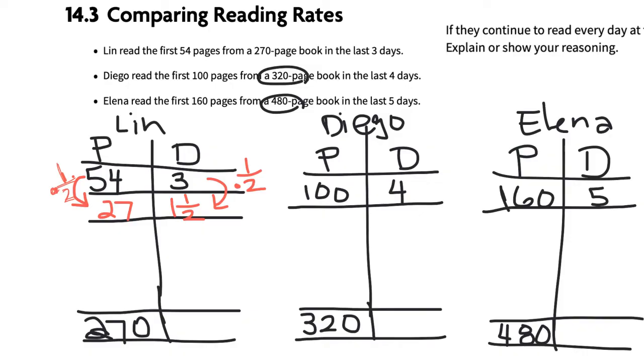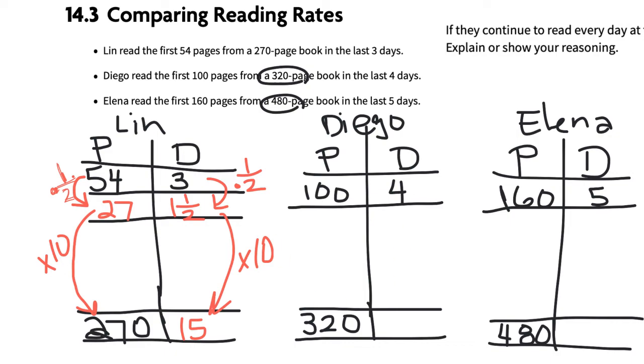I did that because I can see an easy relationship from 27 to 270. All I have to do is multiply by 10. Now that I've multiplied that by 10, I'm going to multiply this by 10. And a day and a half multiplied by 10 gives me 15 days. So it's going to take Lynn 15 days to finish her book.